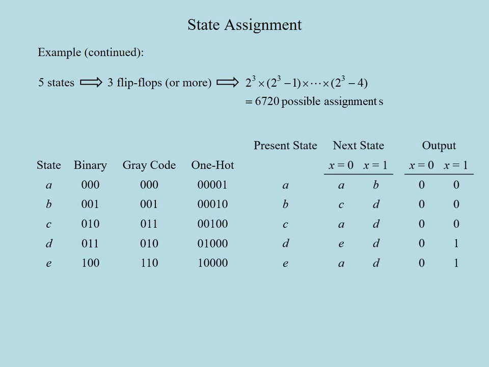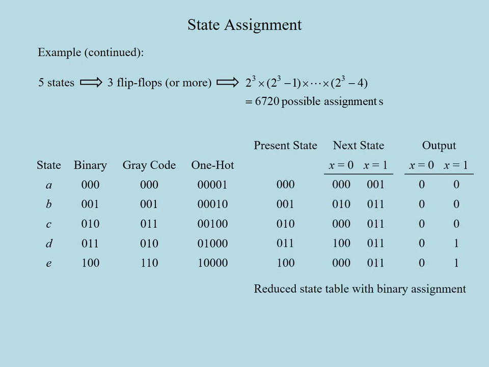Another alternative is to use an assignment called one-hot, that is, representing all states with the same number of zeros and a single one. This approach uses as many flip-flops as the number of states, but it may reduce the combinational part of the circuit considerably. If, for example, we decide to assign a binary number sequence to the states, we can replace all variables representing the states by their assigned values and obtain the state table in this form.